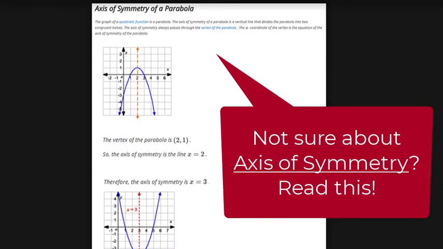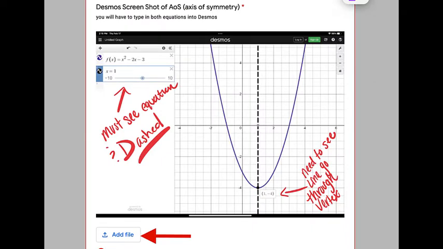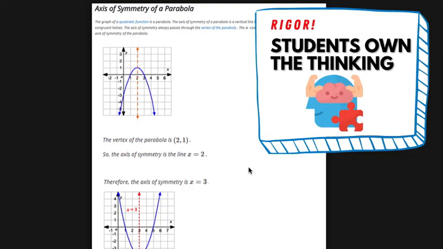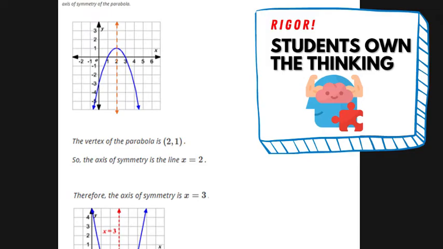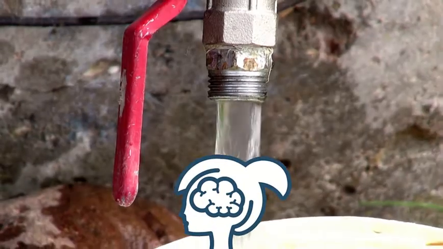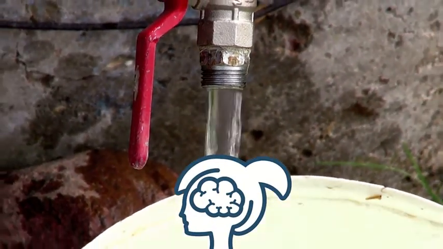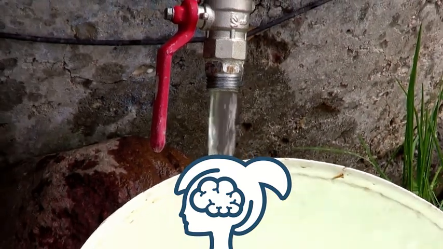Ms. Castillo includes questions where students actually have to demonstrate understanding using Desmos and submit a picture as an artifact of their learning. This not only exemplifies rigorous learning expectations, it places the ownership of learning the material on the students. They have to be active learners rather than passively expecting the teacher to fill their bucket.